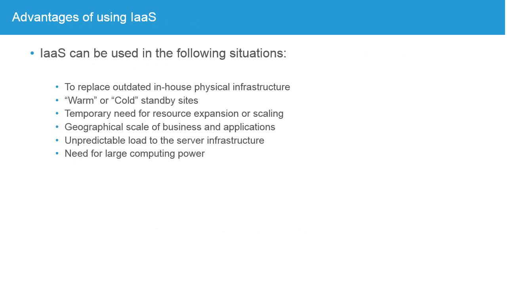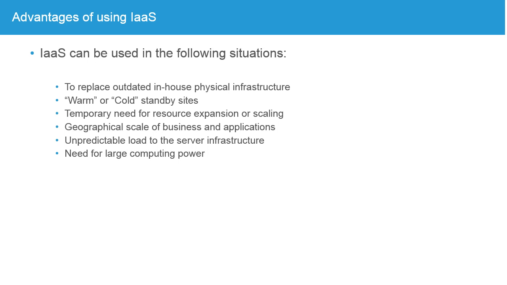Infrastructure as a service can be used for a lot of different situations and has some advantages. To replace outdated in-house physical infrastructure, a warm or a cold standby site where you're building all of your standby process on top of that infrastructure, temporary needs, such as resources that need to be expanded for a particular event or a particular time frame, or to move into new geographic areas by locating some infrastructure in a faraway place where you don't have any physical presence, but you want to be closer to the customer.